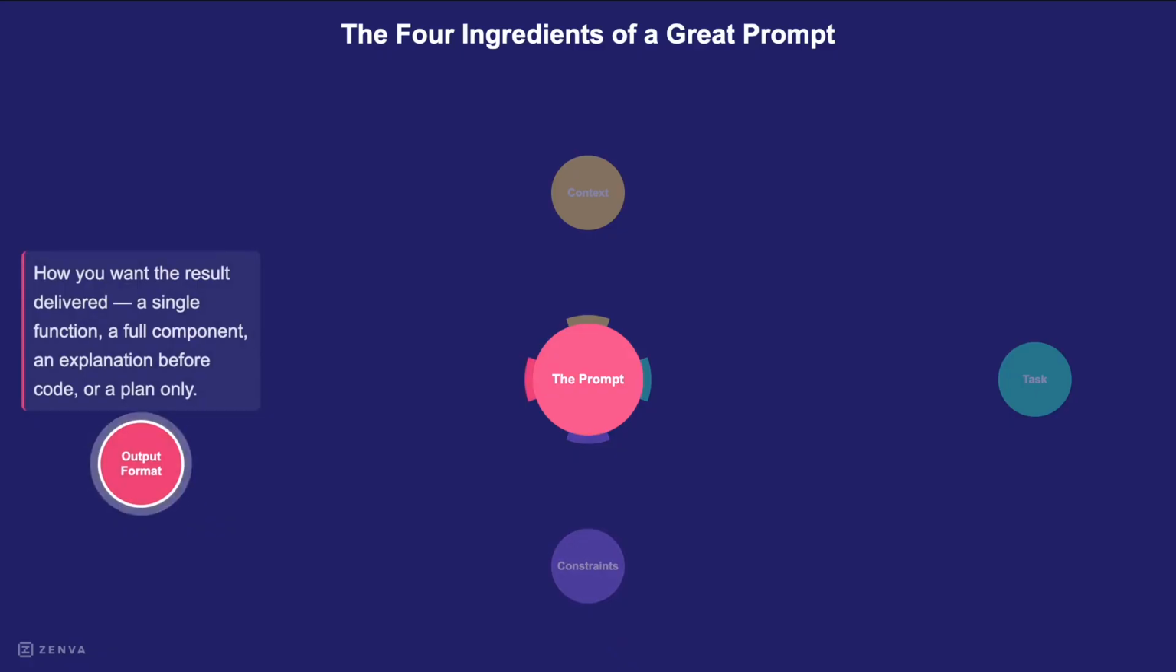Finally, you specify the output format. This dictates exactly how you want Claude to deliver its result to you. Do you need a single function, a complete component, an explanation before any code, or perhaps just a detailed plan?